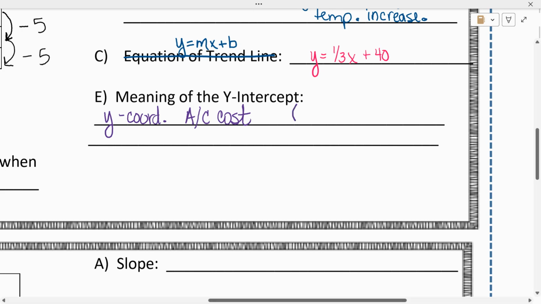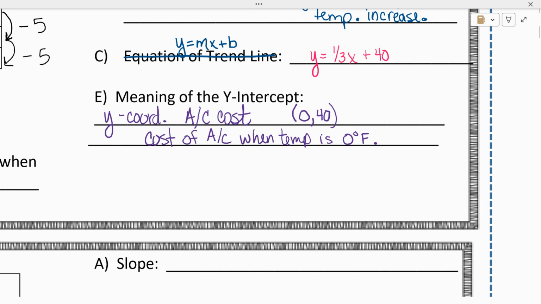Let's see. Yeah. Remember that the y-intercept happens when x is 0. So it's really the ordered pair 0, 40. And x represents the temperature. So the meaning of the y-intercept is the cost of the AC when the temperature is 0 degrees Fahrenheit. Now, do you run your air conditioning when it's 0 degrees Fahrenheit? No. So it's probably not super realistic, but that's how it's calculated in the real world.